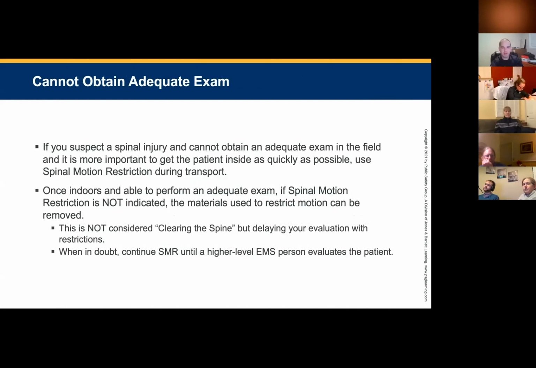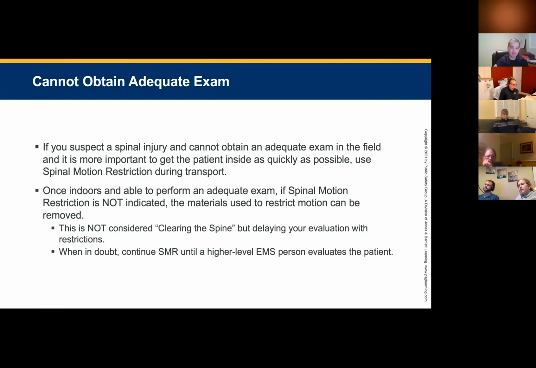All right, if you suspect a spinal injury and cannot obtain an adequate exam in the field, and it's more important to get the patient inside as quickly as possible, use spinal restriction during transport. Once indoors and able to perform an adequate exam, if spinal restriction is not indicated, we can take them out of spinal restriction.